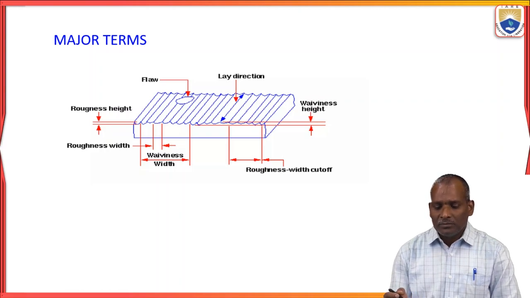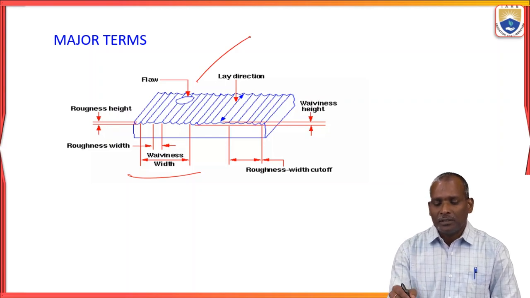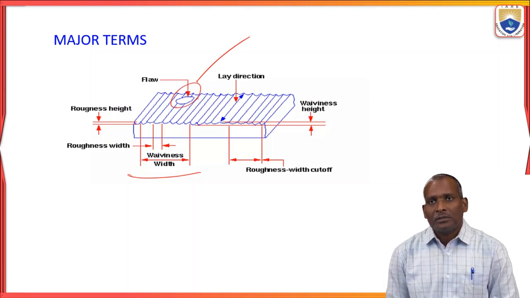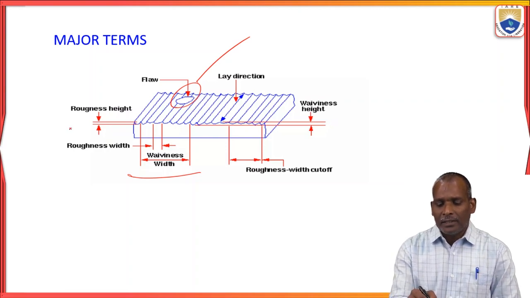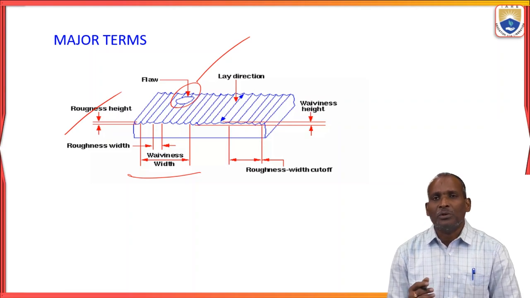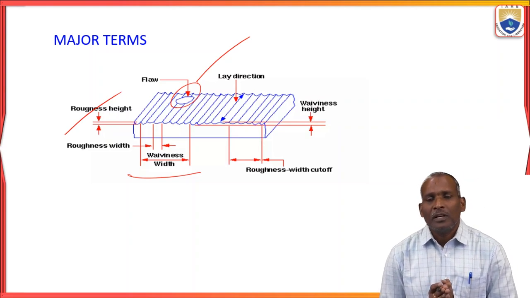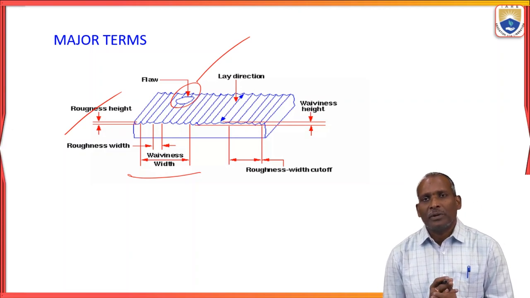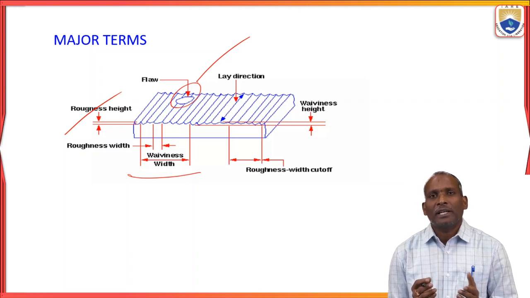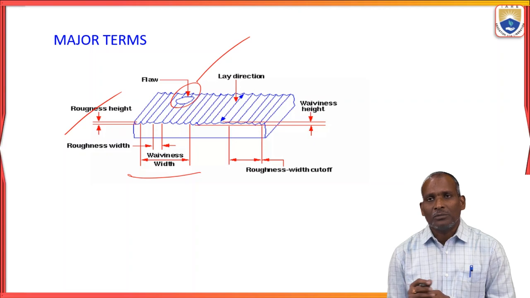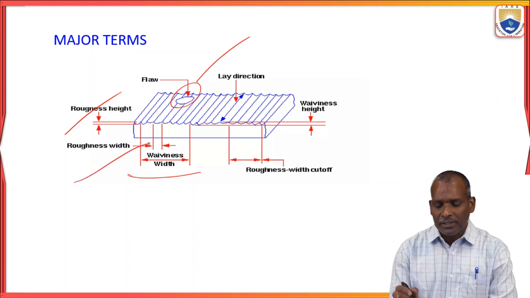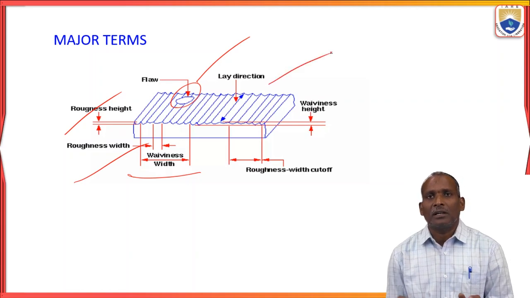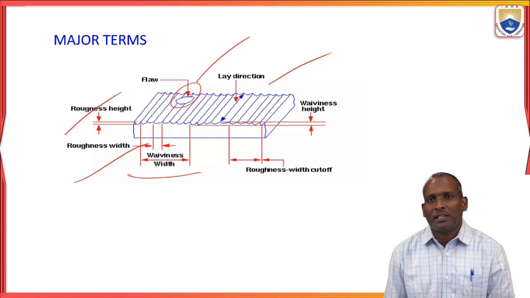So the major terms are, you see here you take one surface and then shown in this diagram the waviness width and then flaw. So the flaw is here, that is an imperfection. And waviness height and then roughness height. How do you calculate this roughness and waviness height? By using different measuring instruments, you can calculate the roughness and waviness of the particular surface, the width and the weave direction. These all are the important major terms related to the topography of surfaces.